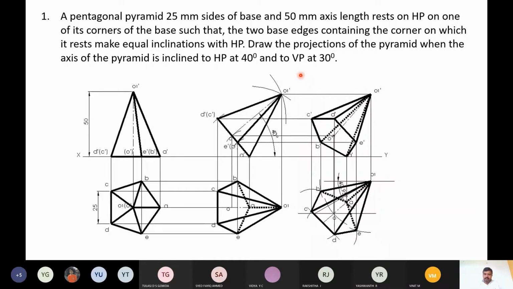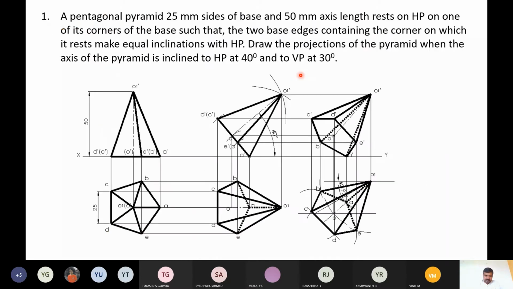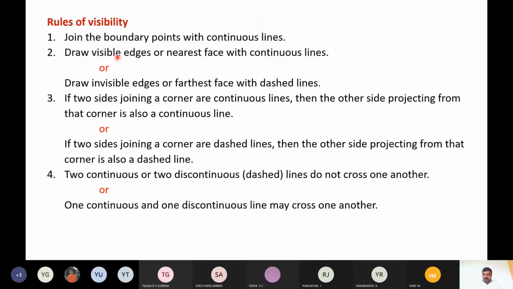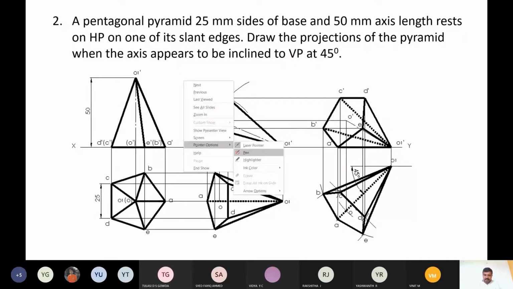Okay, if you compare with the previous problem statement, you can find a few differences between the previous and this problem. In the previous problem, you can find inclination with HP and VP, and it is resting on a corner. Here, you have only inclination with respect to VP. Inclination with respect to HP is not given, and also it is resting on a slant edge.